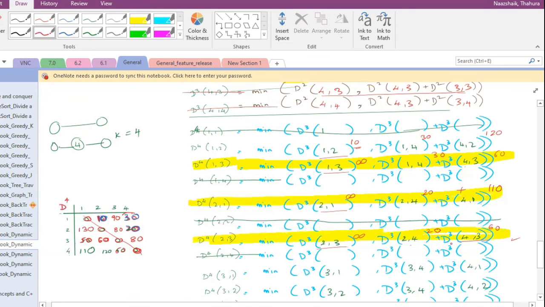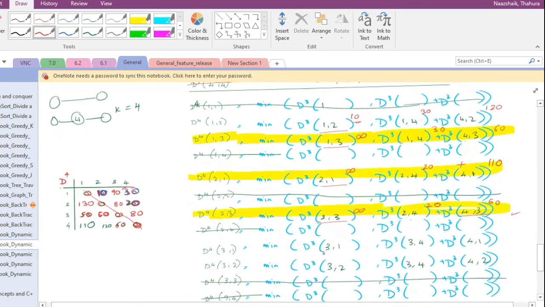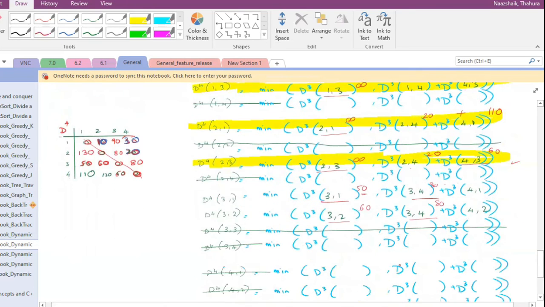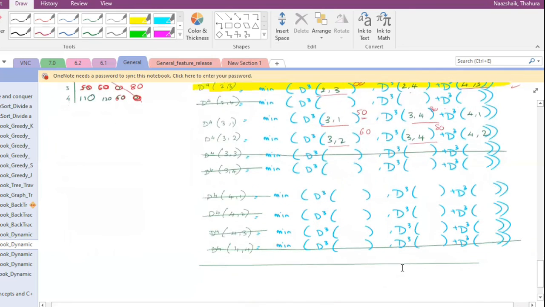Anything left for us? 3 to 1. 3 to 1 is 15. You can go 3 to 4, which is 80, plus something, but I'm not solving because I know this is minimum. Skip this. 3 to 2. 3 to 2 is 60. Can I go 3 to 4? 3 to 4 is 80. It's anyways bigger, so I'm skipping this. That's it, right? We are done.